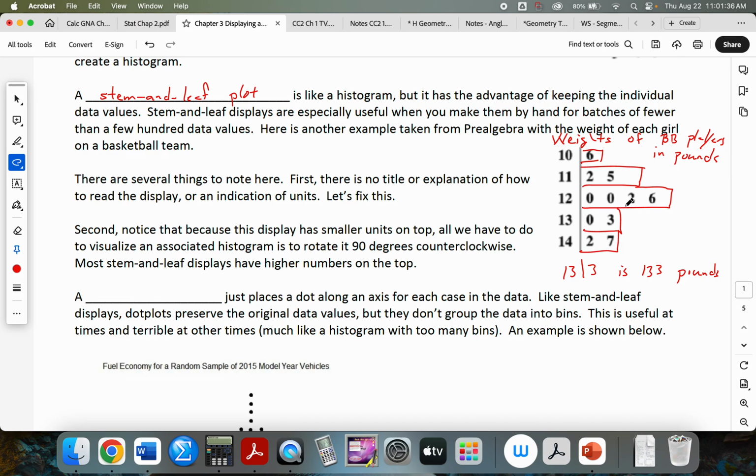If you just took this whole thing and rotated it, you would have a histogram. Oh, that's cool. So that is one thing that's in their favor. If you have a lot of data, stem and leaf plots just get crazy.